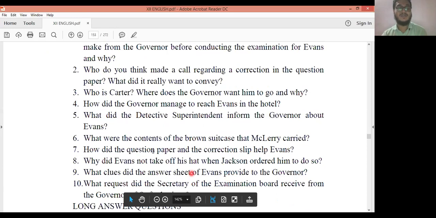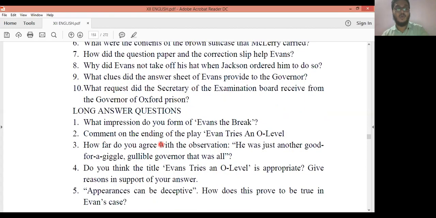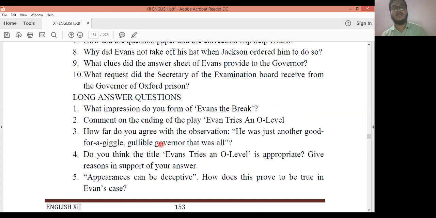Yeah, there are some more questions, in total 10. Then a few more long questions are here. Do write it down. Take a snapshot. Okay, so this is the end of today's class.